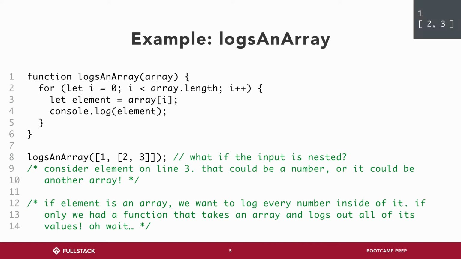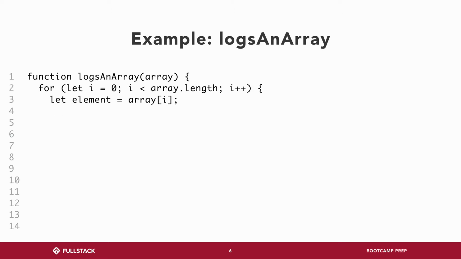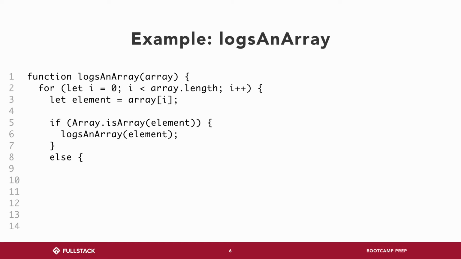So this is what we get right here: before we fix this, we would get 1, that would be logging out the 1, and then console log of the second element would give us an array of 2, 3. But that's not what we want. We want 1, 2, and 3, right? So let's modify logsAnArray to look at that. Here, we say let element equal the array at the index, and if the element is an array, then we log an array, else console log the element, right?